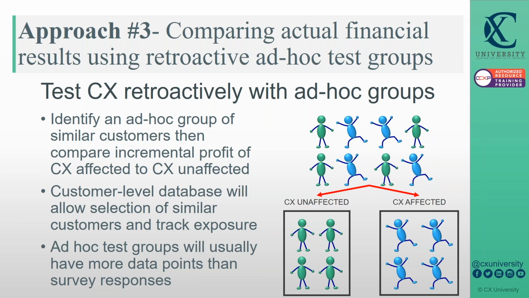A point I'd like to make is that a lot of people are getting their customer experience metrics based on surveys, but surveys are only capturing a small percent of people who respond. When you take this approach with a customer level database, you are going to be capturing everybody that was affected by the customer experience thing, and you have all the other customers that say might be unaffected that you put in the group. So you're likely to have just much more statistically significant data points to make a persuasive business case.